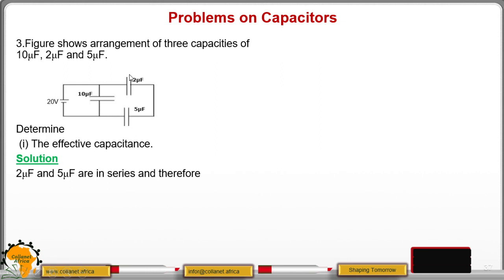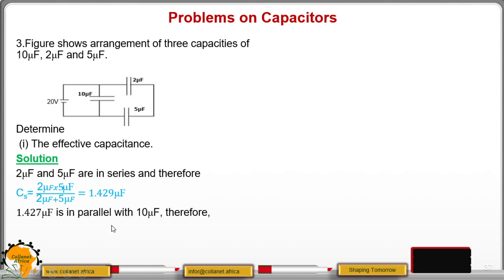If again you look at this arrangement, 2 microfarads and 5 microfarads are in series. They are like this, they are in series. And when they are in series, they are now in parallel with 10 microfarads. So because they are in series, the effective capacitance will be 2 microfarads times 5 over 2 plus 5. You get that the effective for these two is 1.429 microfarads.